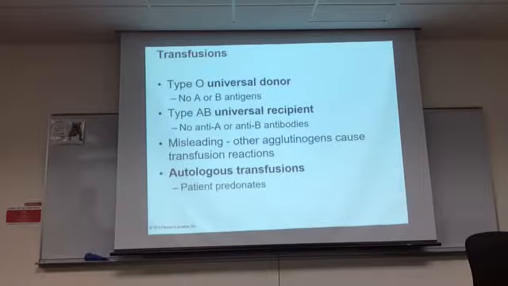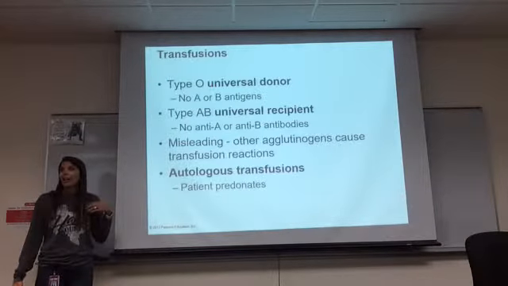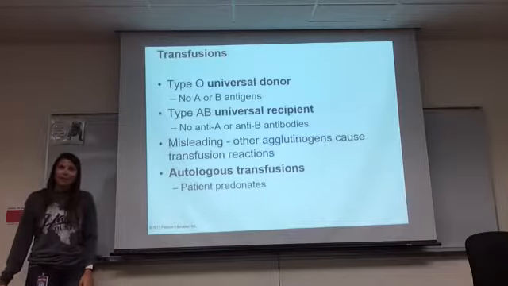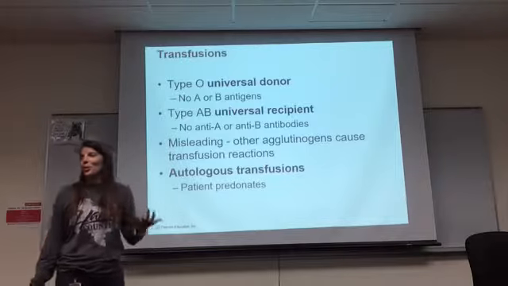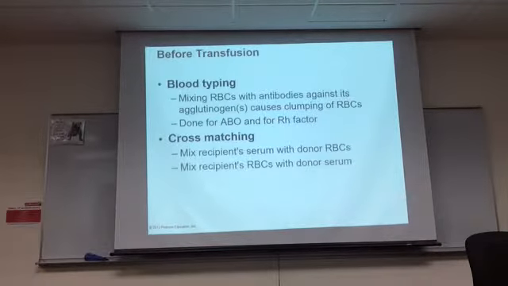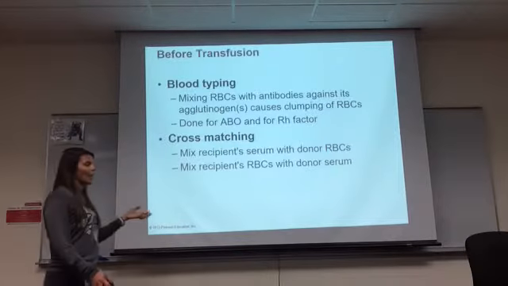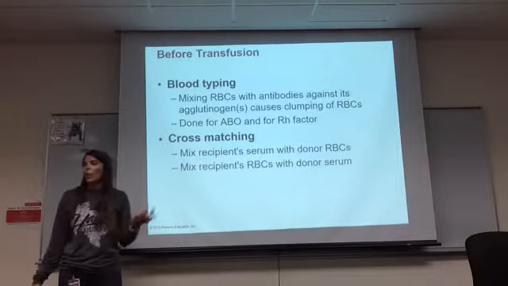Type O is universal donor. AB is universal recipient. Autologous transfusions are where you pre-donate your own blood and you say, I just want you to freeze this in case I need it. And so it's stored for you to use if you need it. And people do that. We try to blood type and cross-match people before we give them a transfusion in order to prevent any type of transfusion reaction. We try to take the bloods and mix them. If we know that you're going to donate an organ, we do the same thing.